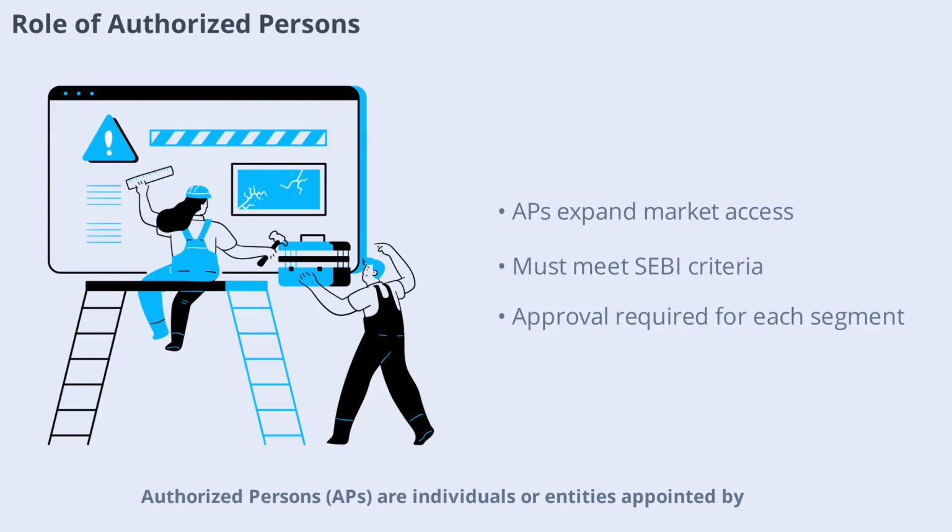Authorized persons, APs, are individuals or entities appointed by trading members to provide access to the trading platform. APs must meet SEBI and exchange criteria, have adequate infrastructure, and receive specific approval for each segment. This system expands market access while maintaining control and oversight.